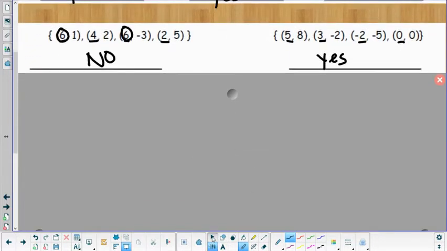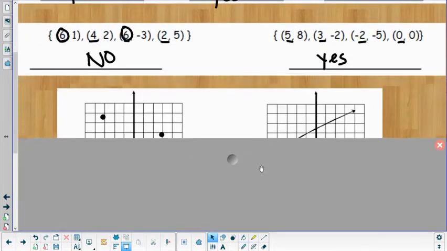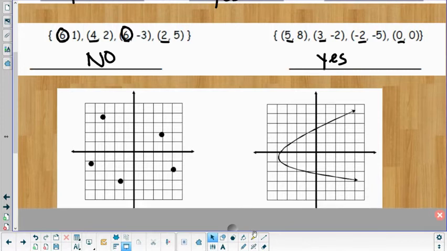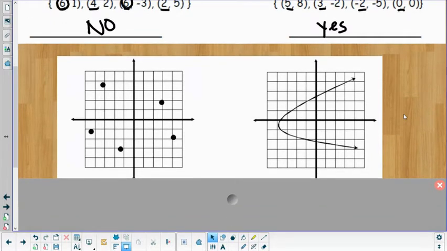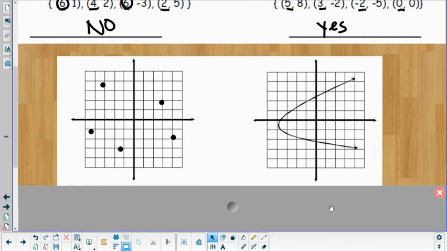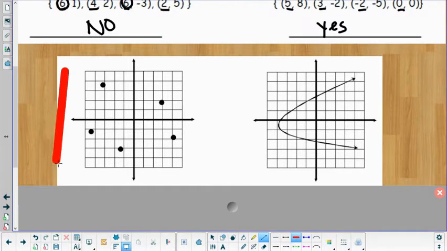Okay. Then there's a couple other representations you may see. Sometimes you may see it on a graph, right? Hopefully you remember from last year, we have a certain test that will tell us whether this is a function or not. It's called the vertical line test. So I'm going to go ahead and draw a vertical line. It's a fairly thick vertical line.